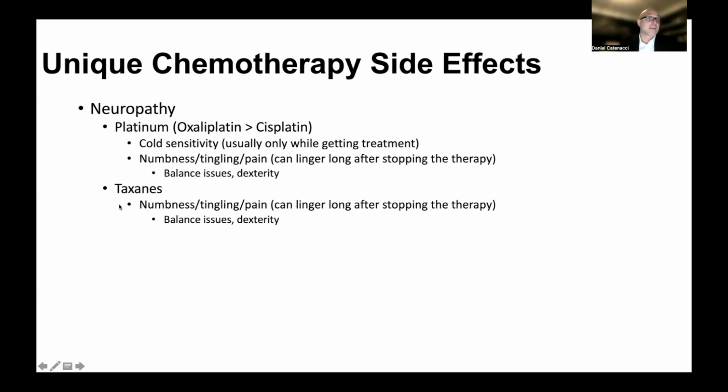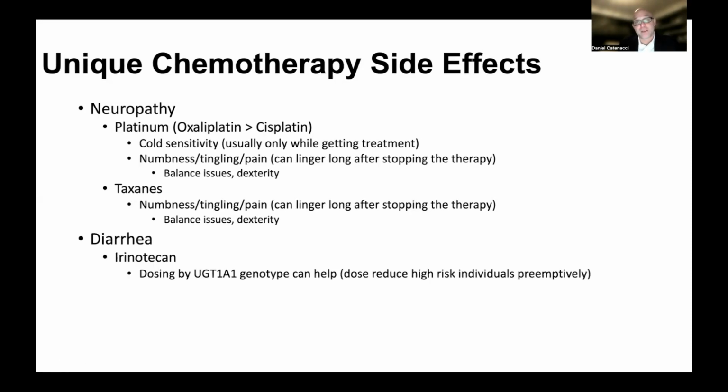Similarly, taxanes can also cause this neuropathy. It doesn't usually cause the cold sensitivity issue, but it can cause that longer standing neuropathy, and the consequences thereof, like balance and dexterity over time. And so again, using these two drugs together can compound and accentuate that, exacerbating these side effects, or even in tandem, using one, then the other can add to the prior residual oxaliplatin-related neuropathy.